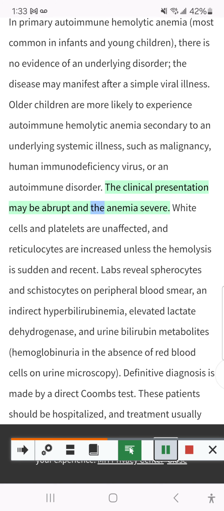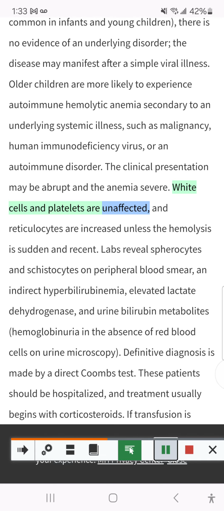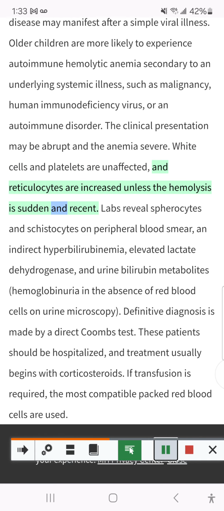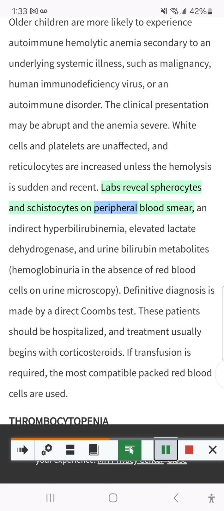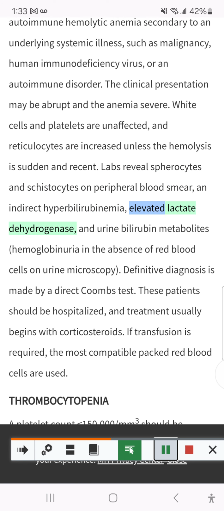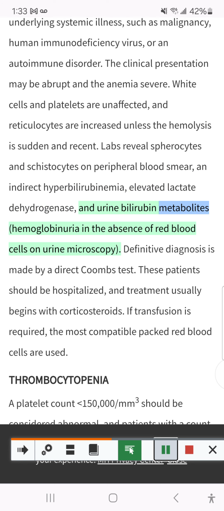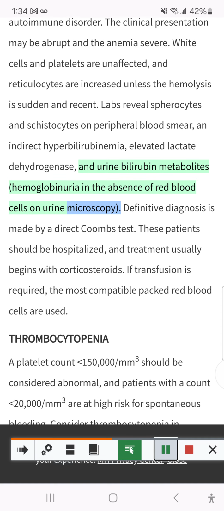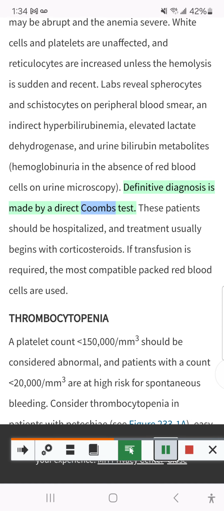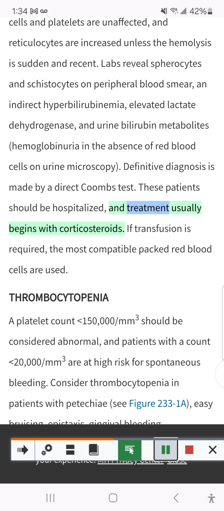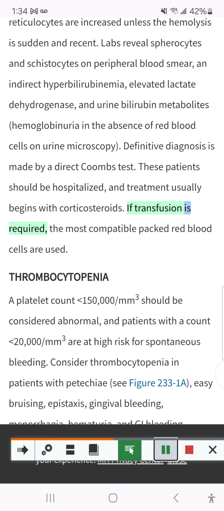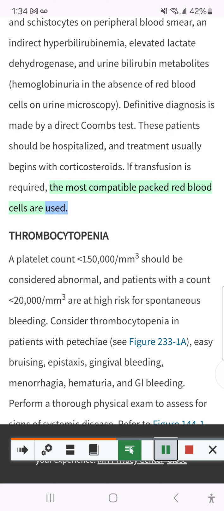The clinical presentation may be abrupt and the anemia severe. White cells and platelets are unaffected, and reticulocytes are increased unless the hemolysis is sudden and recent. Labs reveal spherocytes and schistocytes on peripheral blood smear, and indirect hyperbilirubinemia, elevated lactate dehydrogenase, and urine bilirubin metabolites, hemoglobinuria in the absence of red blood cells on urine microscopy. Definitive diagnosis is made by direct Coombs test. These patients should be hospitalized, and treatment usually begins with corticosteroids. If transfusion is required, the most compatible packed red blood cells are used.